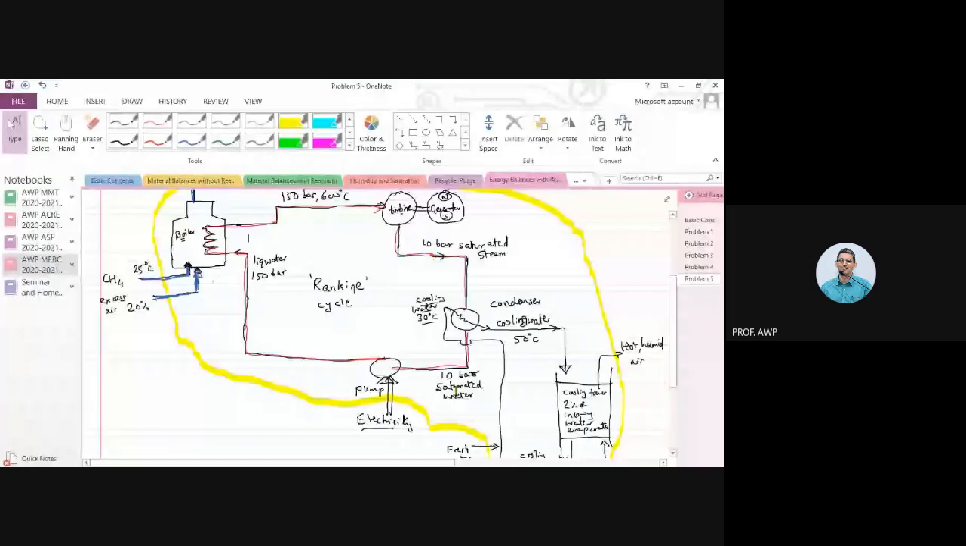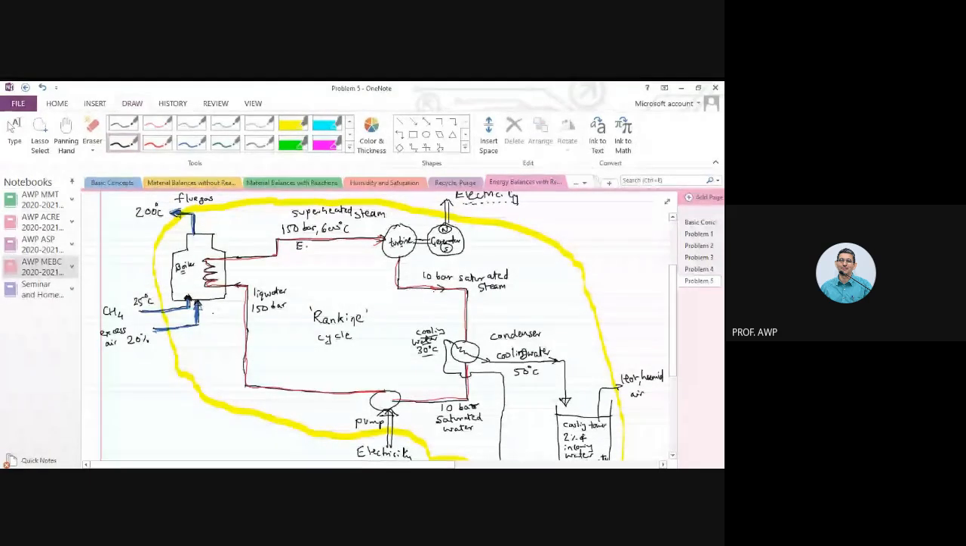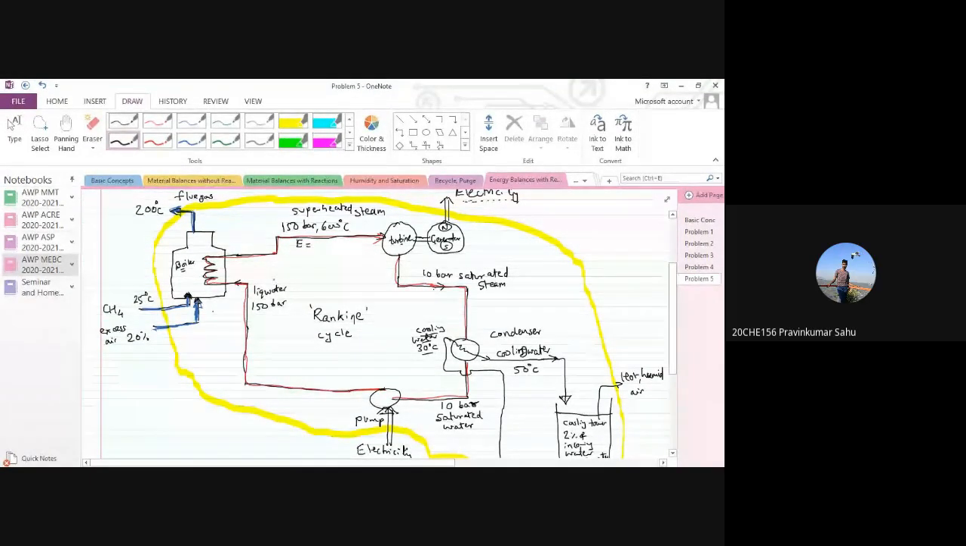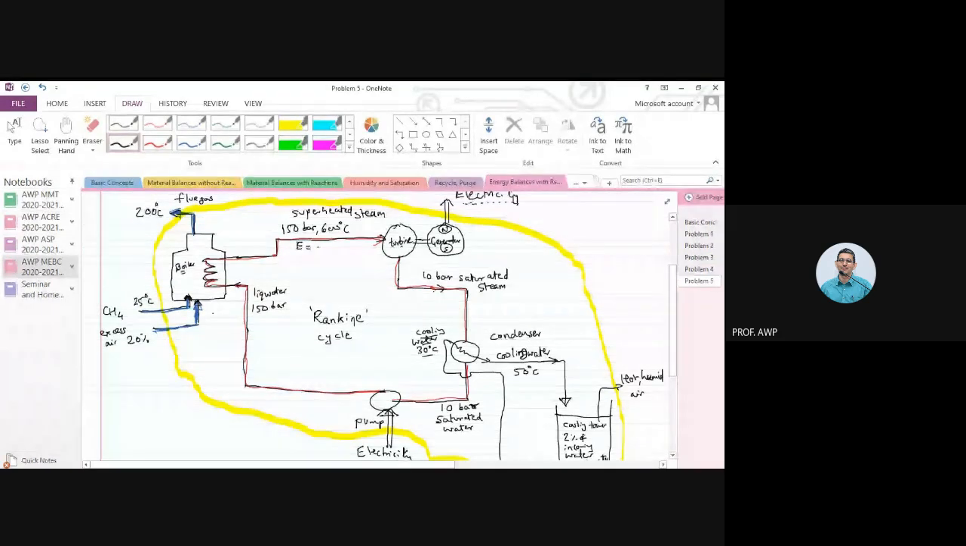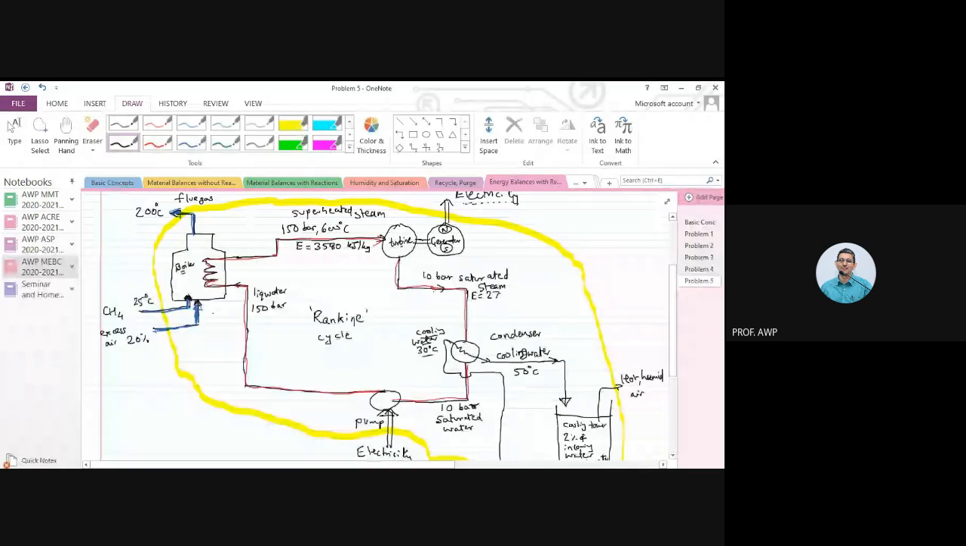So let's go back to our problem. Whoever was noting down all these enthalpies, tell me the enthalpies. 150 bar, 600 degrees centigrade, what was the enthalpy? 3580. Let's just round off, so 3580 kilojoules per kg. 10 bar saturated steam, what was the enthalpy? 2776 kilojoules per kg.